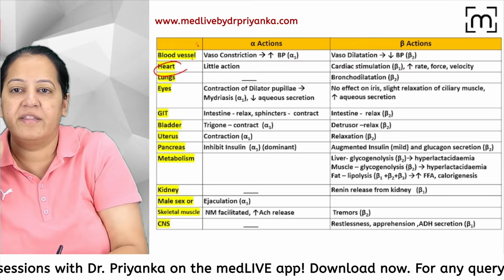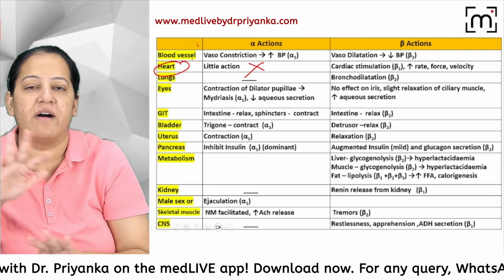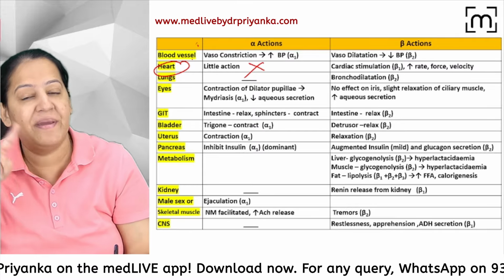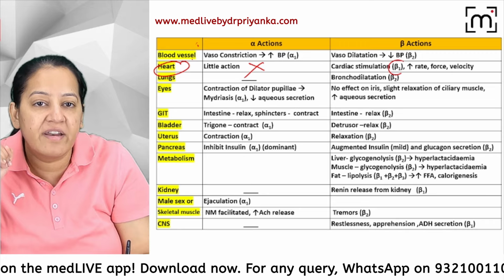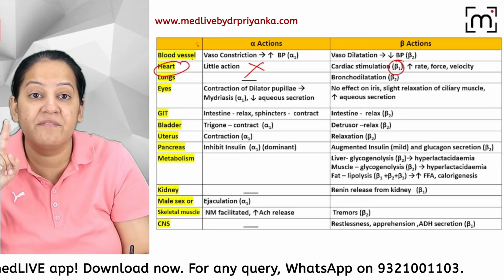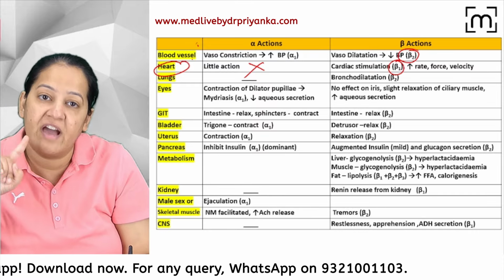Let's come to the heart. In the heart, we don't have alpha. We have only beta. Which beta? We have beta 1, not beta 2. In the blood vessel, we were having beta 2. Here we are having beta 1.